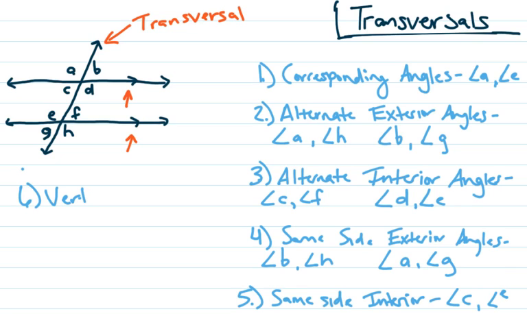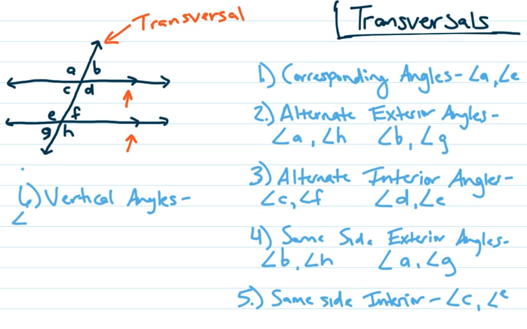One is called vertical angles, which is a very common geometry term. Vertical angles are angles that are basically created by any two intersecting lines, and they're directly across from each other, and they're equal in measure. And so with a transversal, there are a ton of vertical angles.